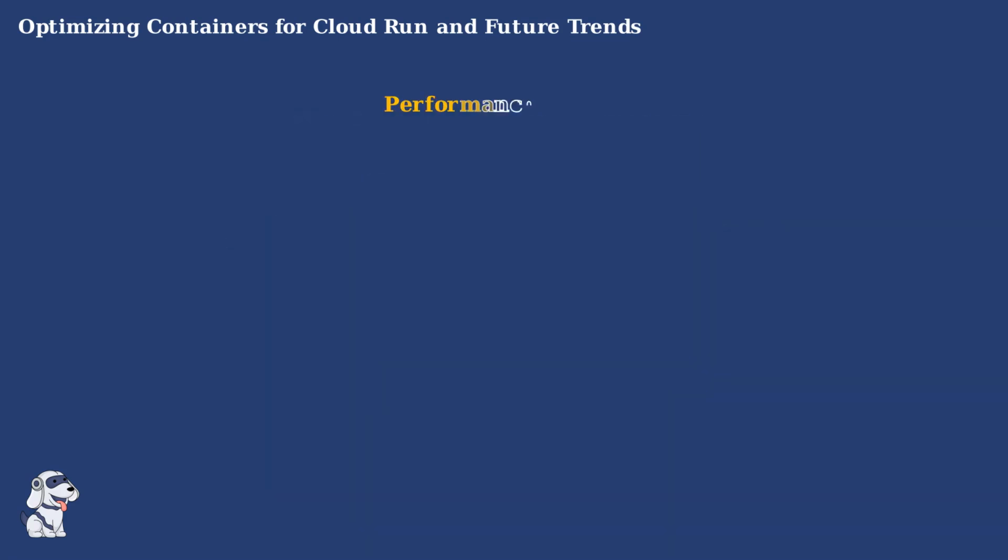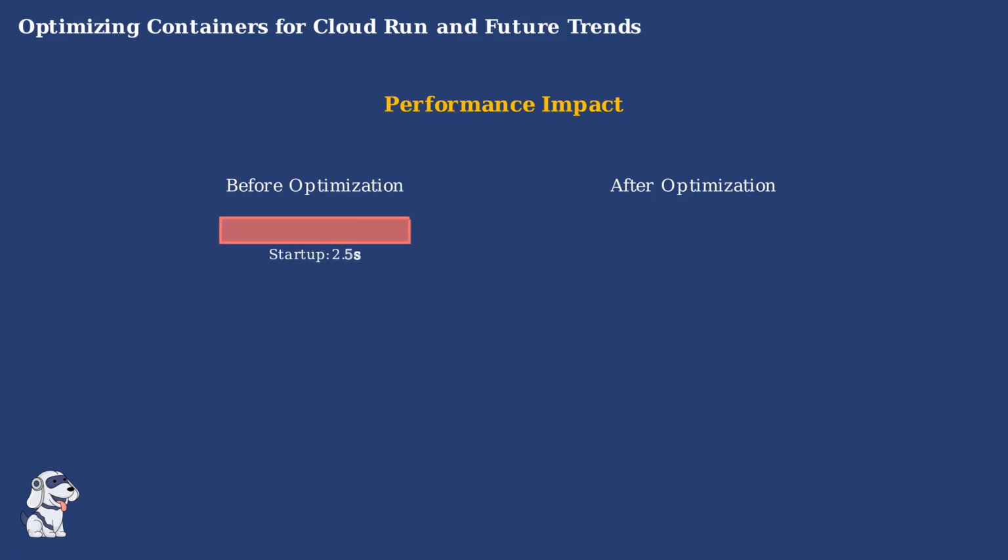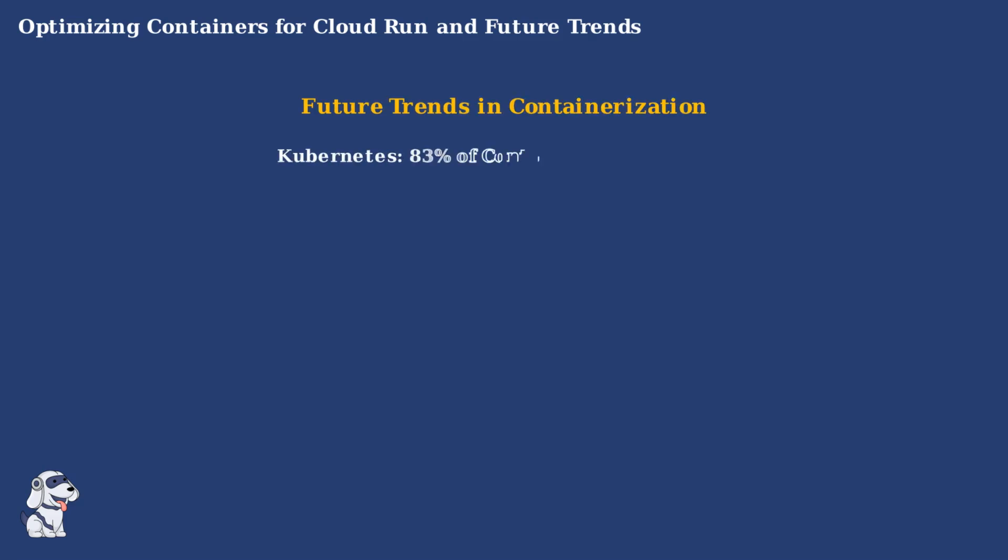These optimization techniques deliver measurable performance improvements. Container startup times can be reduced from 2.5 seconds to under 1 second, while image sizes decrease dramatically from 380 megabytes to just 60 megabytes. The containerization landscape is rapidly evolving, with several key trends shaping its future. Kubernetes maintains its dominance, accounting for 83% of container orchestration deployments worldwide.